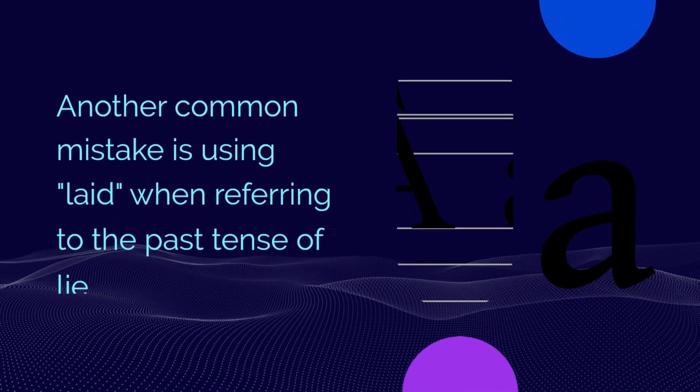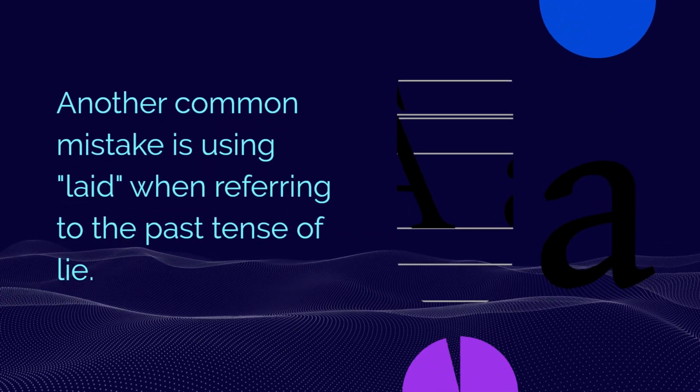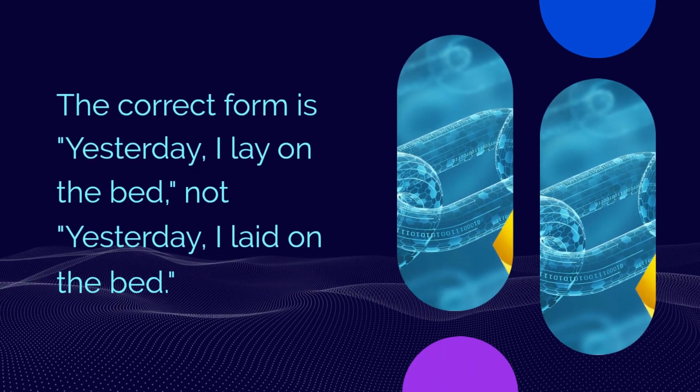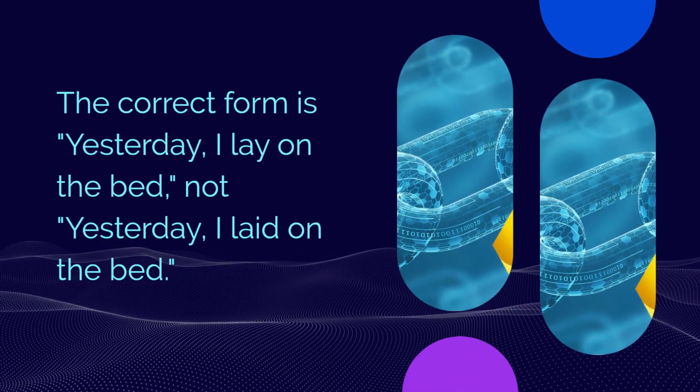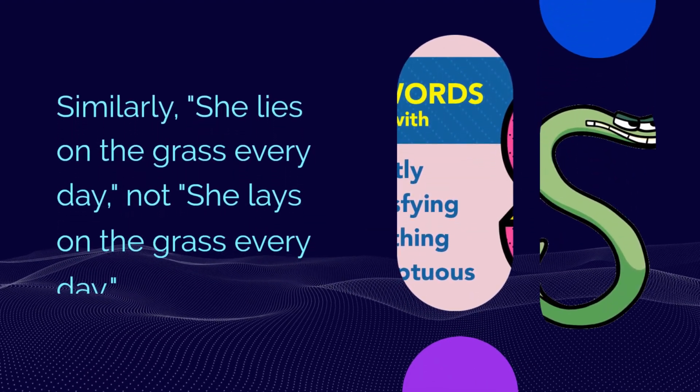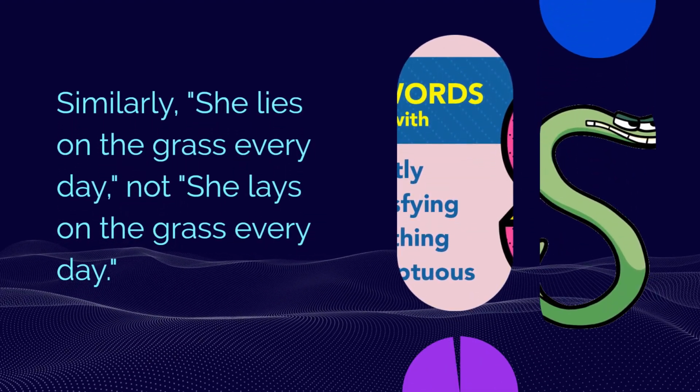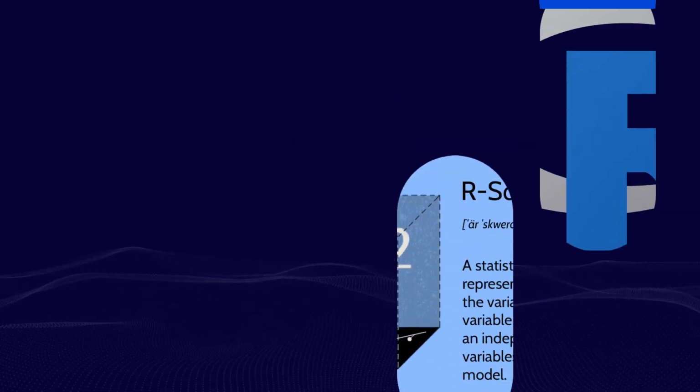Another common mistake is using laid when referring to the past tense of lie. The correct form is, yesterday, I lay on the bed, not, yesterday, I laid on the bed. Similarly, she lies on the grass every day, not, she lays on the grass every day.